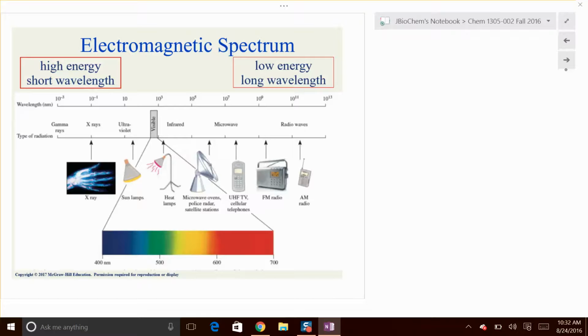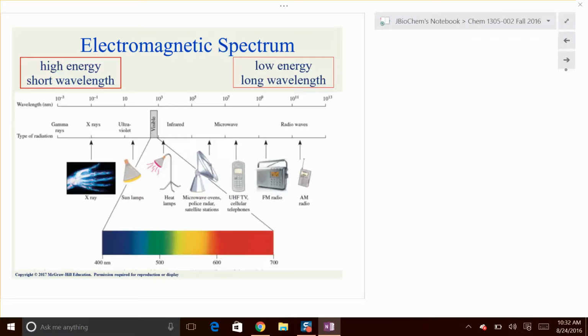So we move past the radio into FM. Here are our cellular phones, and we get into the microwave region. Now the wavelengths are getting a little smaller, but they're still pretty big. They're getting smaller though. We're still not worried about them. Infrared, we're not too worried about.